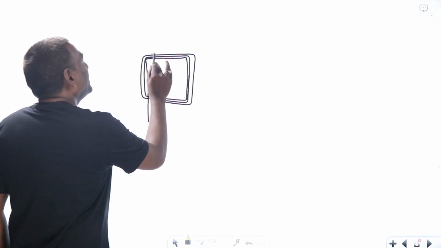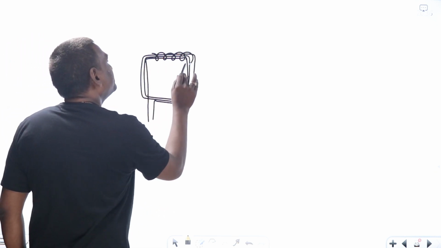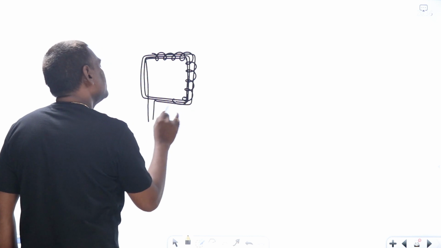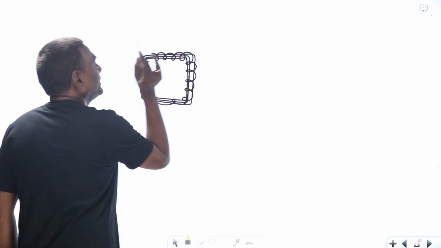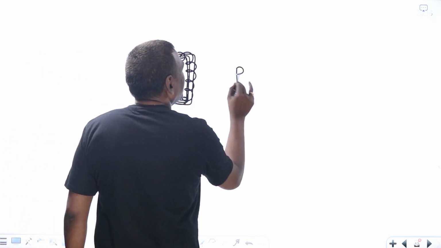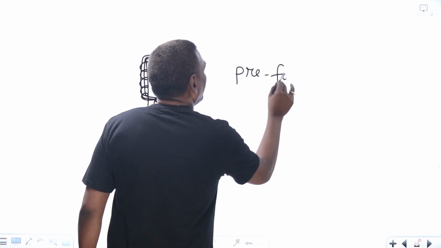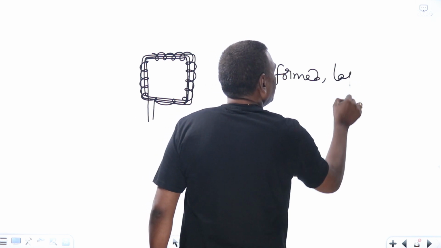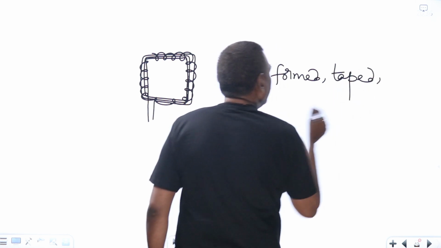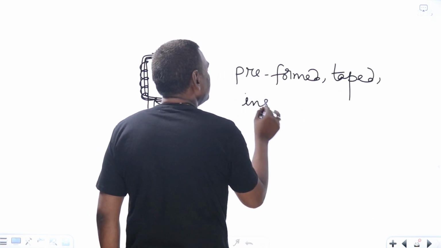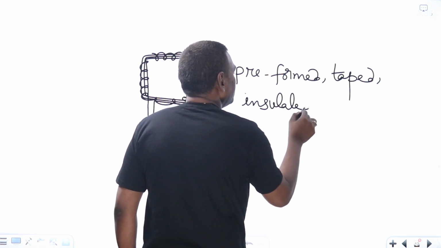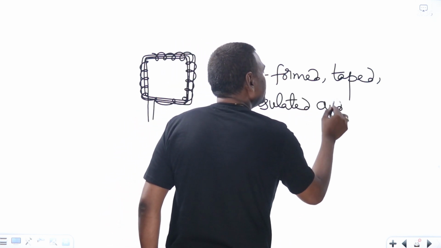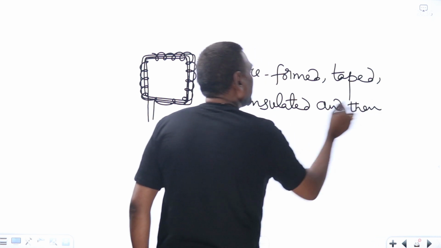After that, windings are going to be taped. Let me write here. Windings are pre-formed, then taped, taping is done, then insulated, and then placed at the required location.